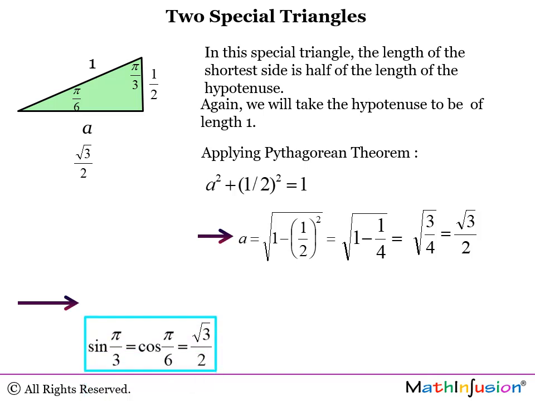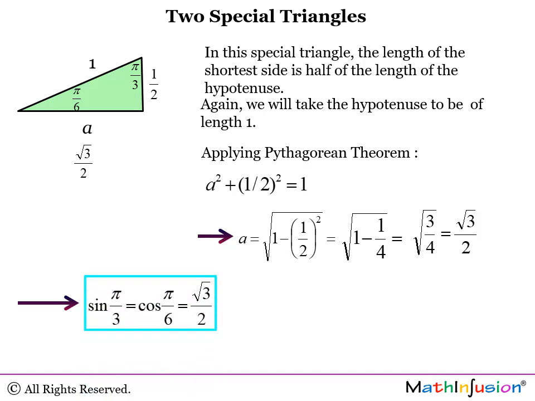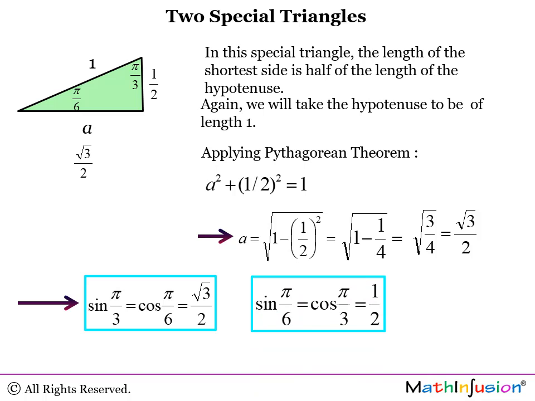We can conclude now that sine of pi over 3 equals cosine of pi over 6 equals square root of 3 over 2. But also that sine of pi over 6 equals cosine of pi over 3 equals 1 over 2. From this, I can conclude everything about the other trigonometric functions at pi over 3 and pi over 6.